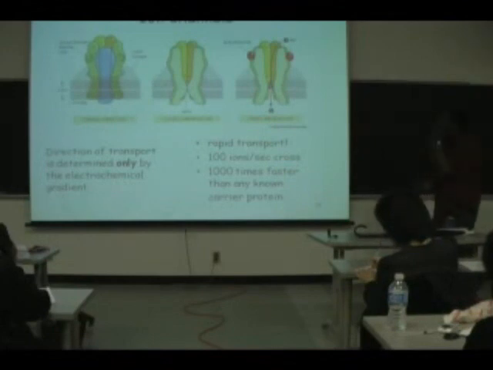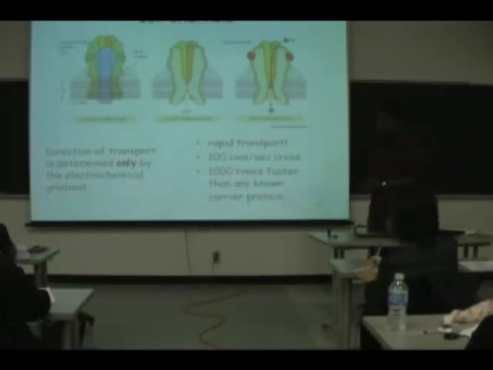So what we're going to look at in some detail are ion channels. The direction of transport in ion channels is generally determined by the electrochemical gradient. So I'm going to look at that now. I think I'm going to use the blackboard.